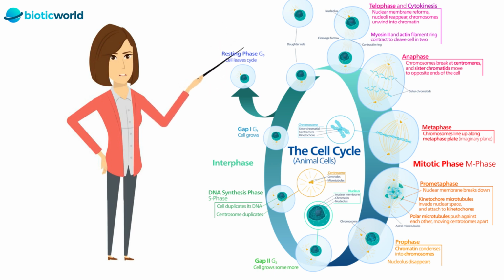Next we have the prophase. Here the mitotic phase is started, and in this prophase the chromatin condenses into chromosomes and our nucleolus disappears.